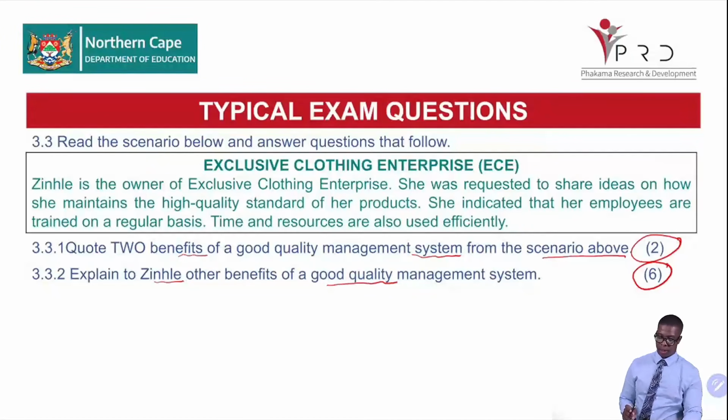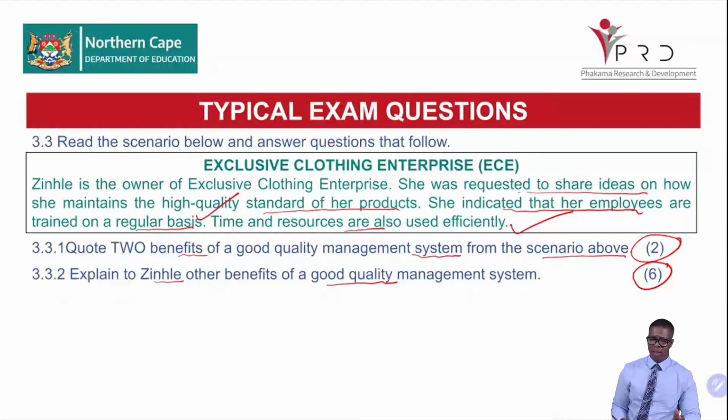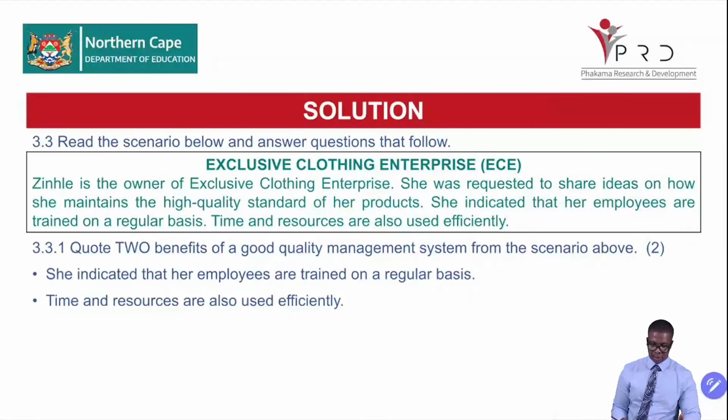So now, check, you read the scenario. She was requested to share her ideas on how she maintains high quality standards of her product. What did she say? She indicated that her employees are trained on a regular basis. Okay, we quote that. That is part of benefit of a good quality management system. Another one is that time and resources are used efficiently. That is also correct, because those are the benefits of using what? A good quality management system. Now let's check if those were quoted. Yes. Training, yes. Time and resource were used efficiently.